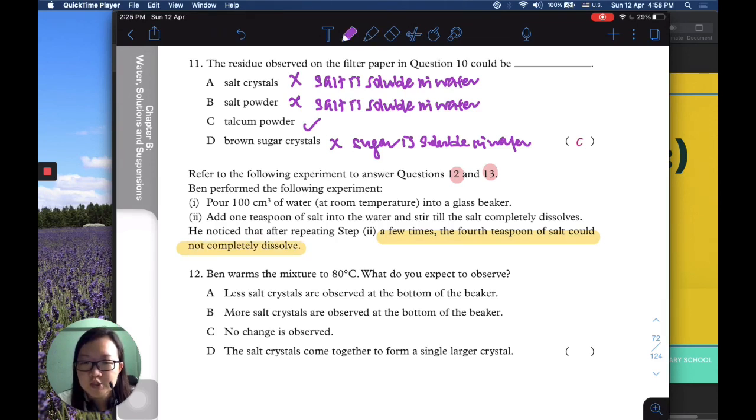So basically this sentence. So question 12. Ben warms the mixture to 80 degrees Celsius. Okay, so again, underline, highlight. So he did some warming, temperature has increased to 80 degrees Celsius. So what do you expect to observe? Okay, so it's just like Milo, right? You use hot water, then more of your Milo powder dissolves, so less of your Milo powder is observed at the bottom of the beaker. Okay, similar kind of understanding. So therefore, answer is A. Okay, and the factor here is because of your temperature of the solvent.